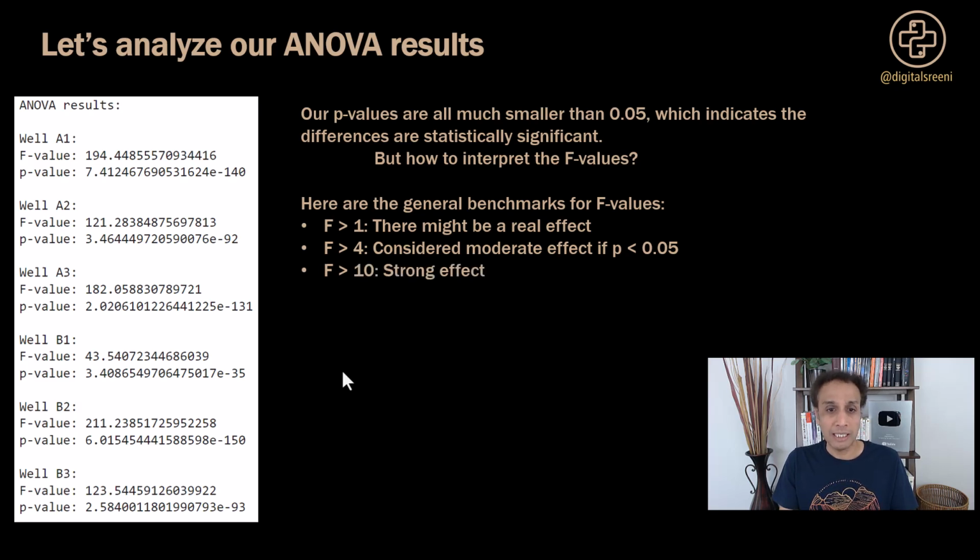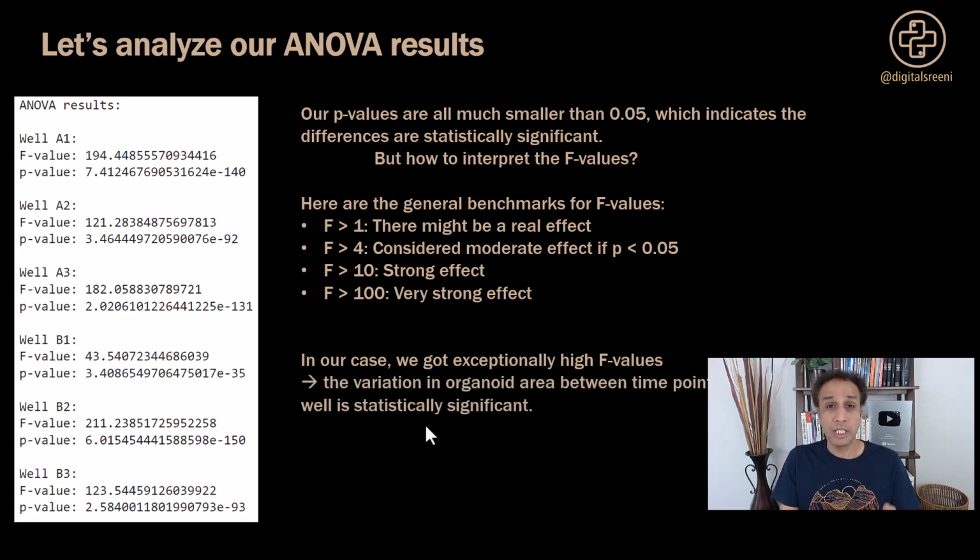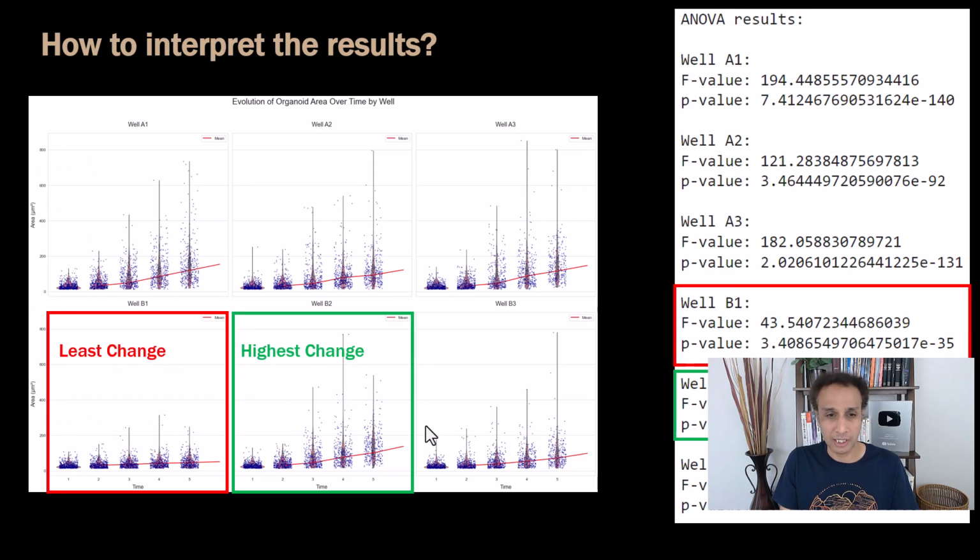If F is greater than 10, there is a very strong effect. And if F is greater than 100, very strong effect. In our case, we got like 194. The only one that's the lowest is 43, which is still a strong effect. Not a very strong effect, but a strong effect. So except for B1, everything else is a very, very strong effect, as you can see. Okay, so the variation in organoid area between the time points for each well, in our case, is statistically significant.